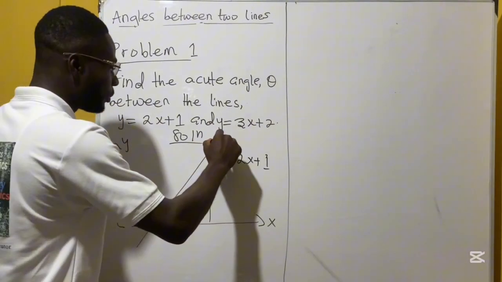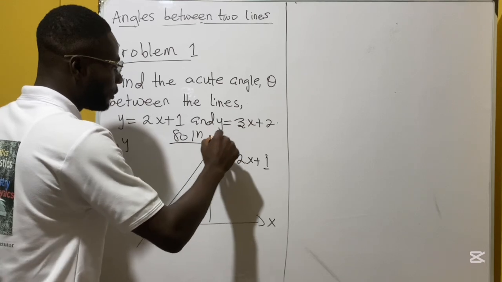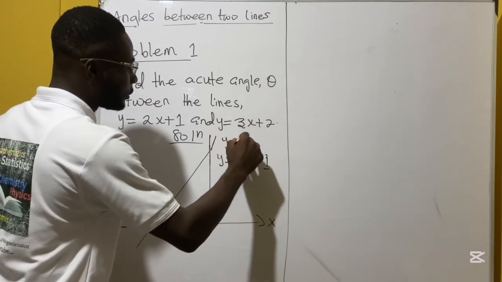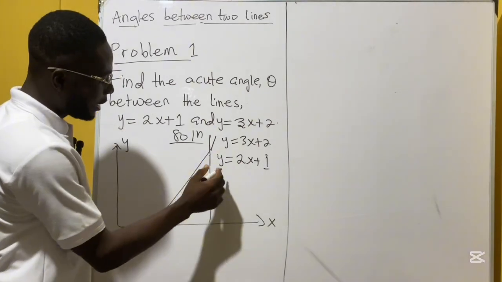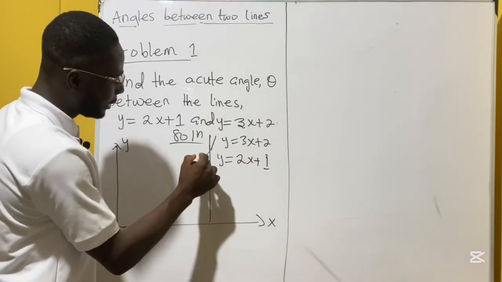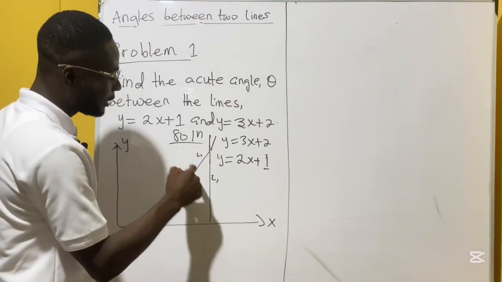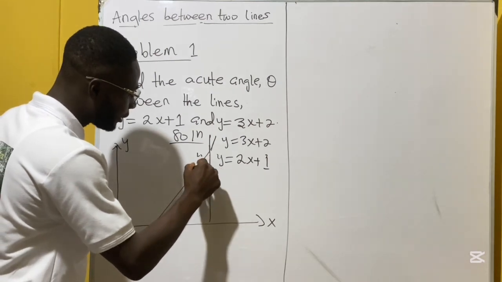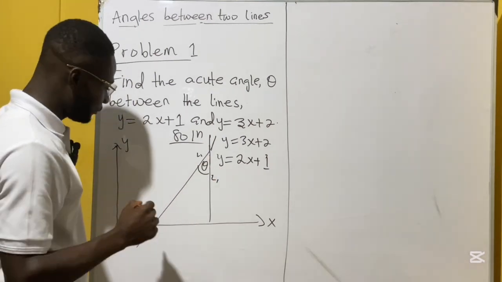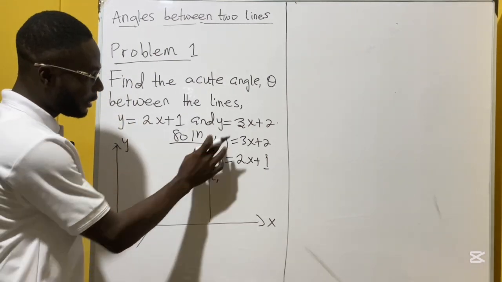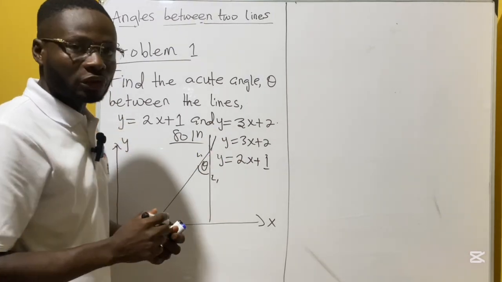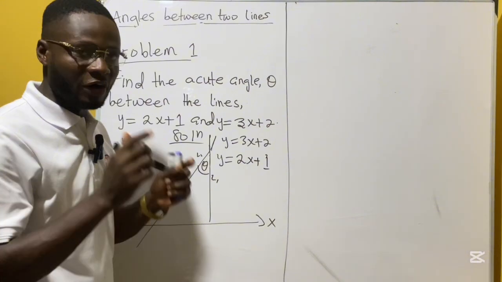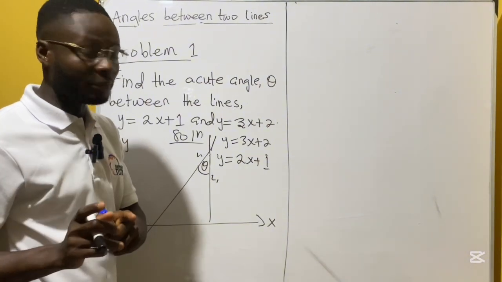Line 2, where we have y equals 3x plus 2, right? So this is our line 1, and this is our line 2, right? And we want to find the angle that is between these two lines. So what do we need? We need our M1 and we need our M2.